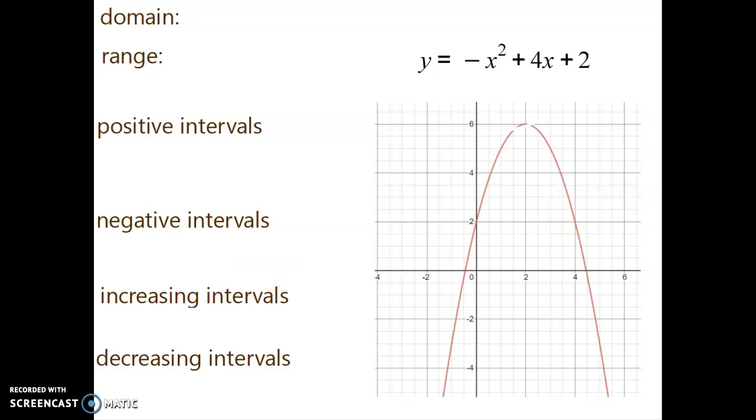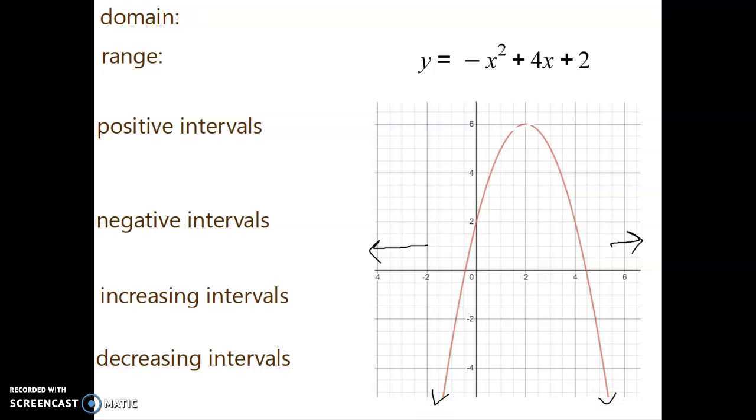Okay, first let's look at domain and range. You remember from what we said before, domain is all the values from the left to the right, always left to right, always smallest to biggest. And this one, it's got understood arrows down here.